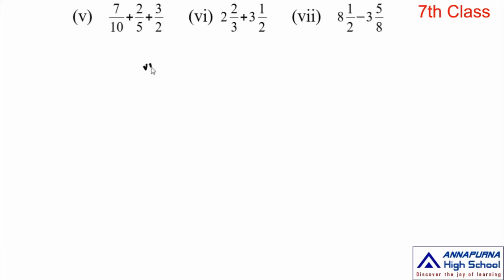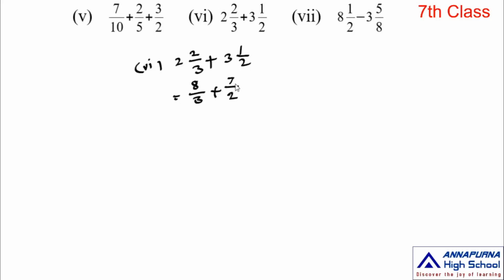Sixth one is 2 2 by 3 plus 3 1 by 2. So here these two are mixed fractions. Whenever there is a mixed fraction, in either addition or subtraction, first convert into improper fractions. As we know, you multiply the whole number and the denominator of the fraction, and then add that product to the numerator. 2 into 3, 6 plus 2, how much? 8 by 3 plus 3 into 2, 6 plus numerator 1, 7 by 2.